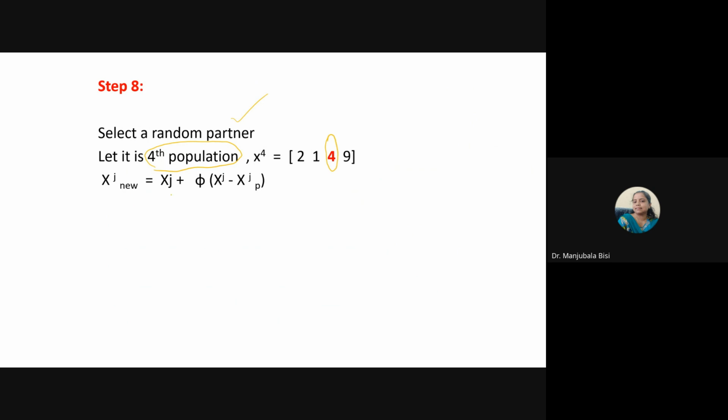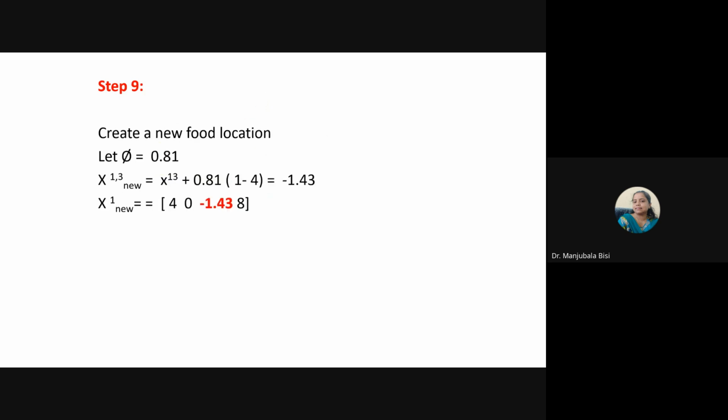So xj new equals xj plus phi into difference between the current solution and the partner solution, right? As I told, the phi value should be in the range -1 to 1. This is a user defined value, so you can take any value in the range -1 to 1. So what will be the new solution? Here we have considered phi equals 0.81.